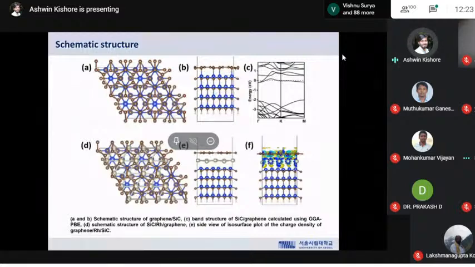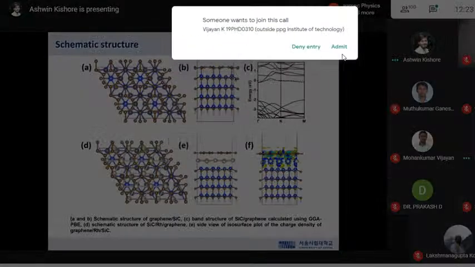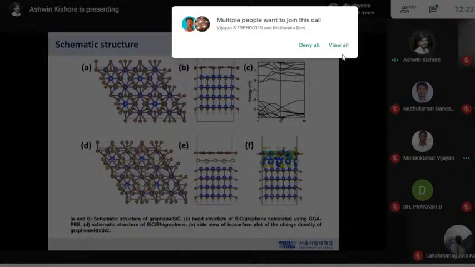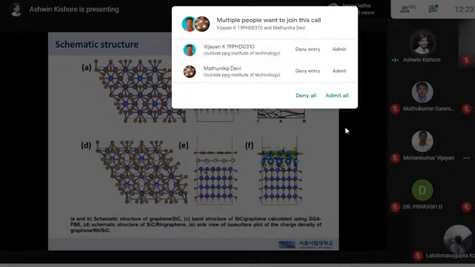You see the graphene is having a strong covalent bond with silicon, and this is the corresponding band structure. If you see the band structure, the Dirac bands are overlapped with the valence band of the SiC, and the conduction band of graphene is also merged with the conduction band of SiC. So this opens a huge band gap in this material.